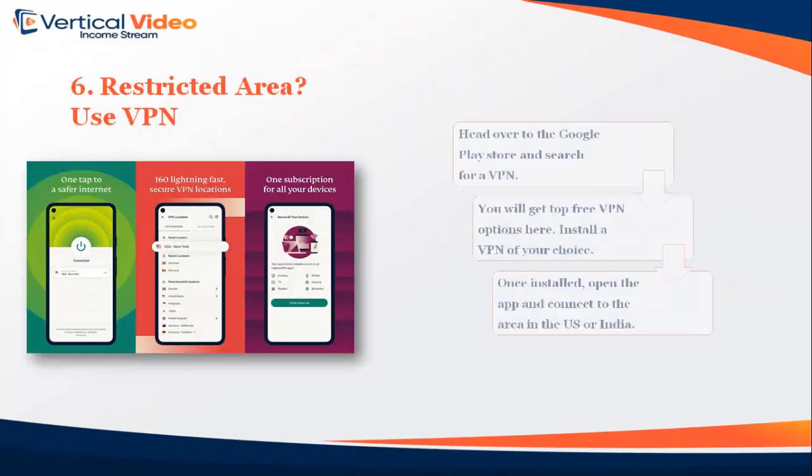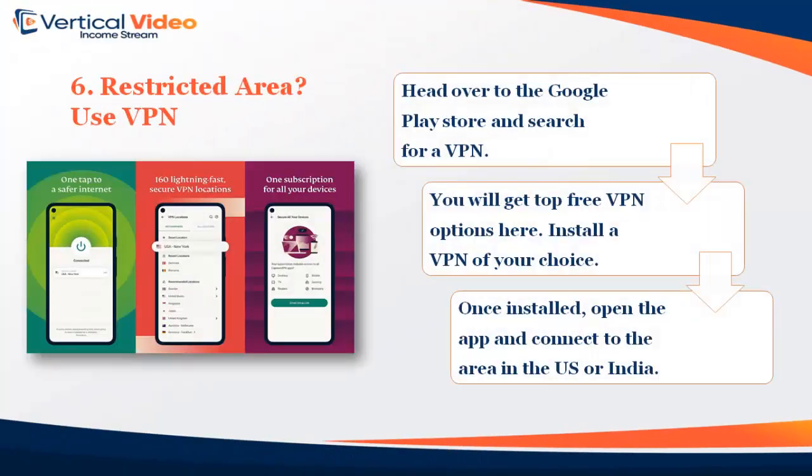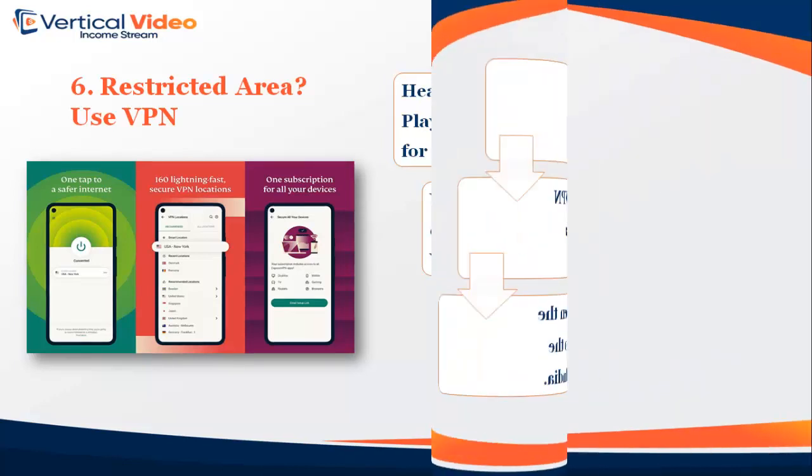6. Restricted area? Use a VPN. Head over to the Google Play Store and search for a VPN. You will get top free VPN options here. Install a VPN of your choice. Once installed, open the app and connect to an area in the US or India.